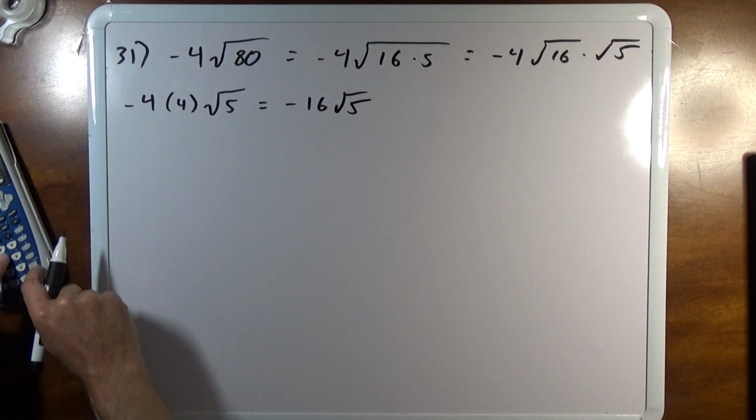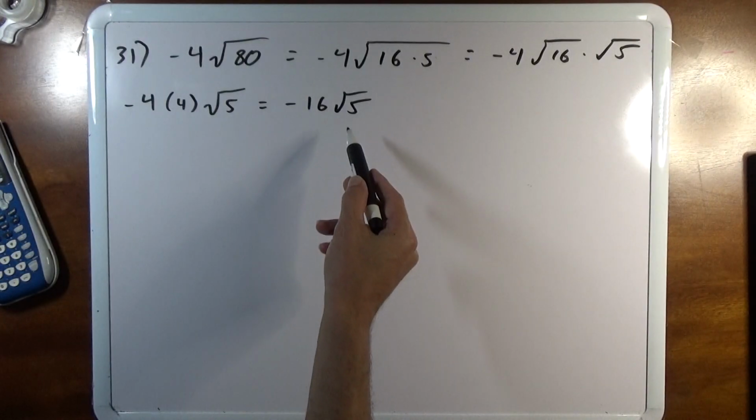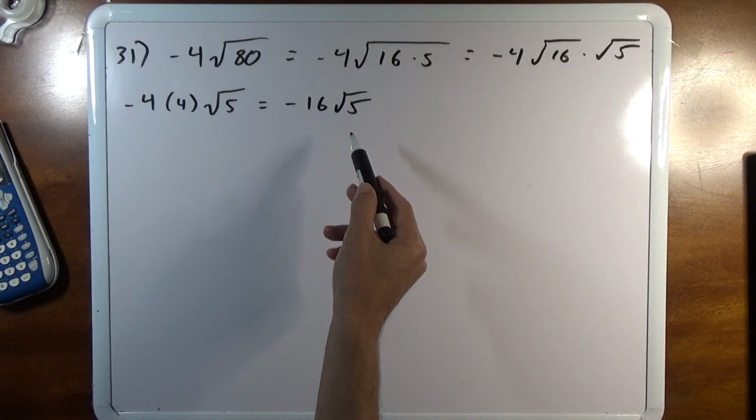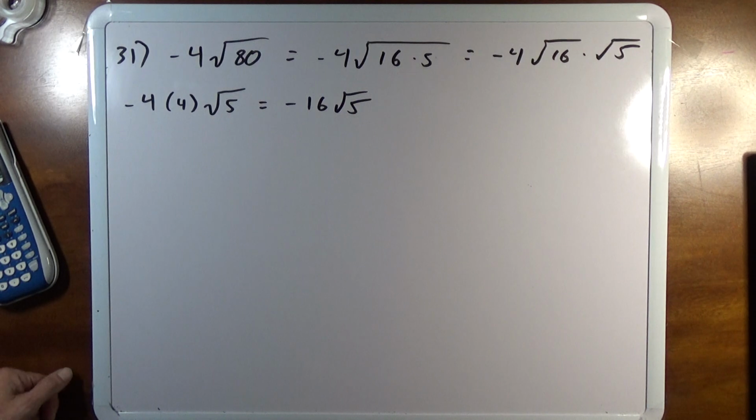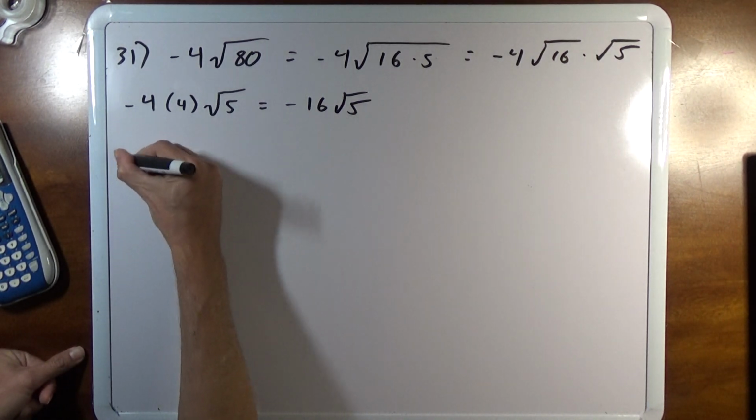-16 root 5 is about -35.777. -4 square root 80 is the same. So that will check that at least you have an equivalent expression. It won't check that it's completely factored, but this one looks like it is. 32.